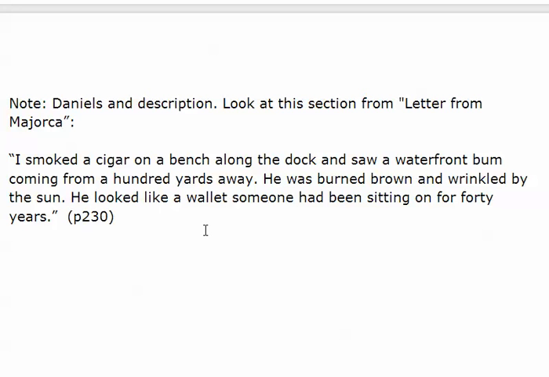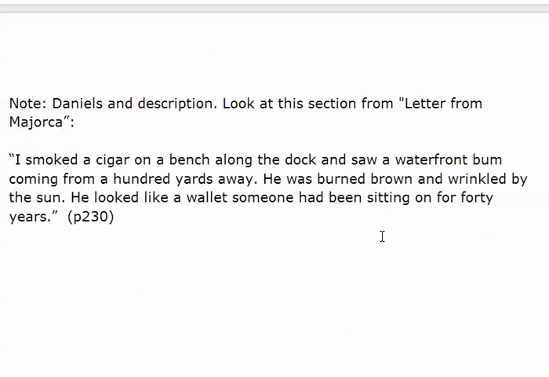You see this person, this bum. He's not a man, he's not a figure, he's a bum. So there's a picture being developed here. And he's not a long ways away, he's 100 yards away. So there's a lot of specifics here. Smoking a cigar on the waterfront, seeing the bum, and the bum is 100 yards away. Very specific, but not overly specific.